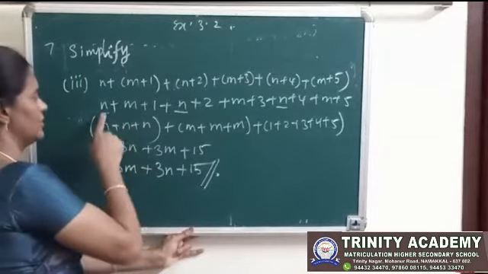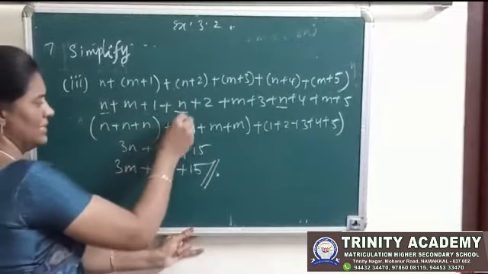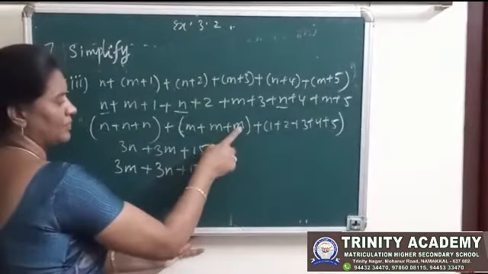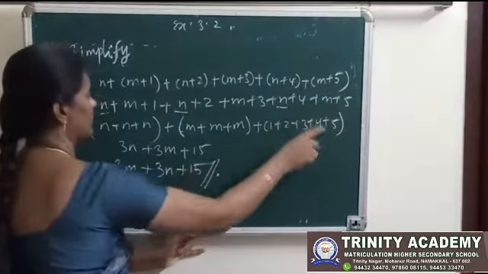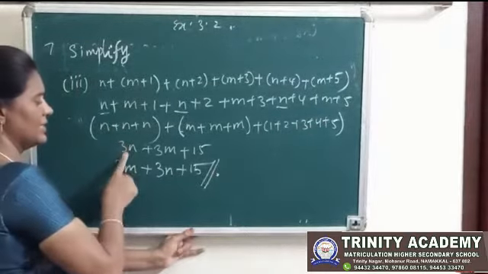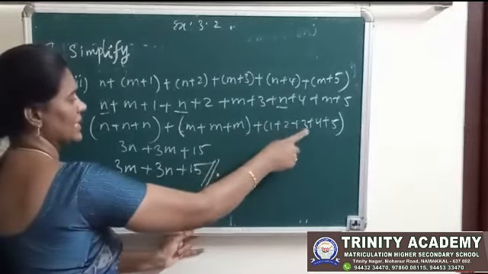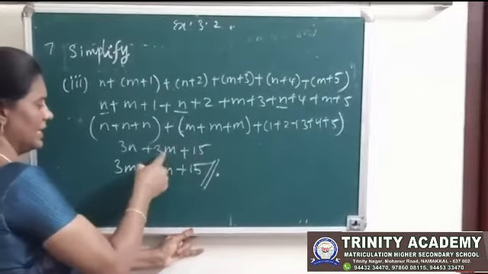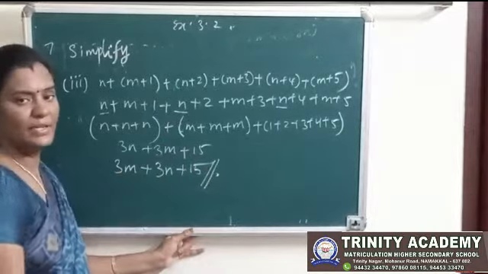Now we group the like terms. Here 1n, here also 1n, here also 1n. So n plus n plus n. Plus here 1m, here also 1m, here 1m. So m plus m plus m. Plus now we group the constant terms. 1 plus 2 plus 3 plus 4 plus 5. Okay. 1n plus 1n plus 1n is 3n. 1m plus 1m plus 1m is 3m. 1 plus 2 is 3, 3 plus 3 is 6, 6 plus 4 is 10, 10 plus 5 is 15. 3n plus 3m plus 15. This one we write m as the first term. So 3m plus 3n plus 15. This is the answer. Sum 2 is over.